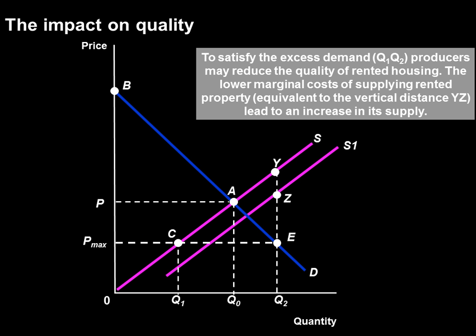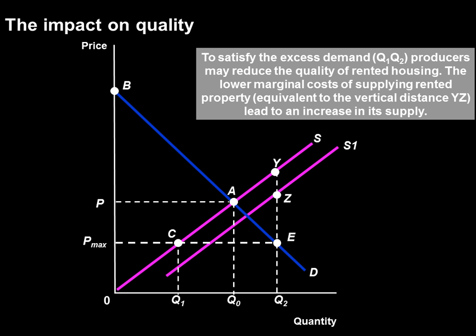The biggest impact is going to be on the quality of rented accommodation. And to see this, it's necessary to put yourself in the place of landlords who are now facing a rent control of P max. With the rent control, there is a shortage. Demand is Q2 and supply is only Q1. Now, what the landlords will try and do in order to meet the shortage is they'll need to shift their supply curve from S to S1.